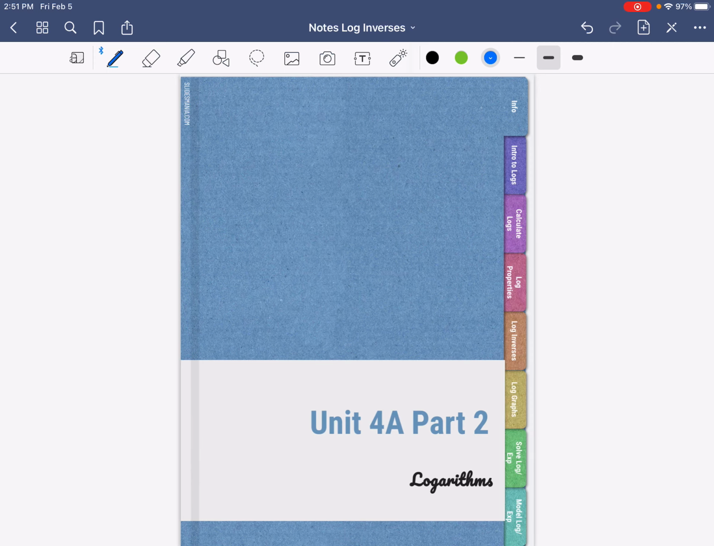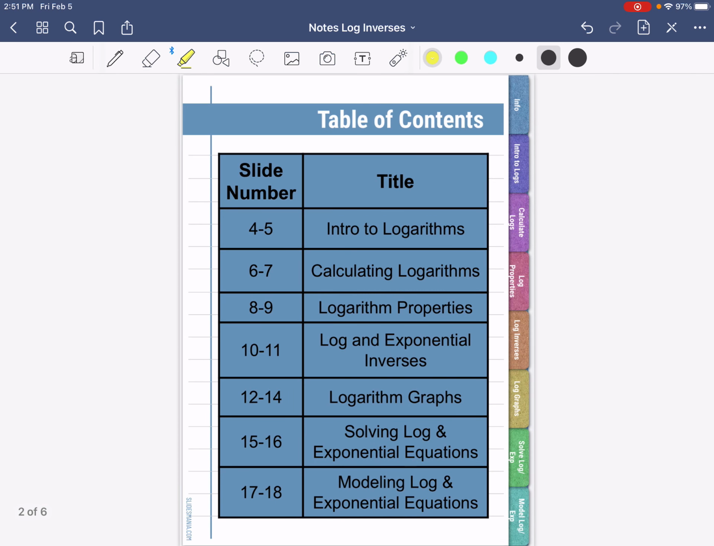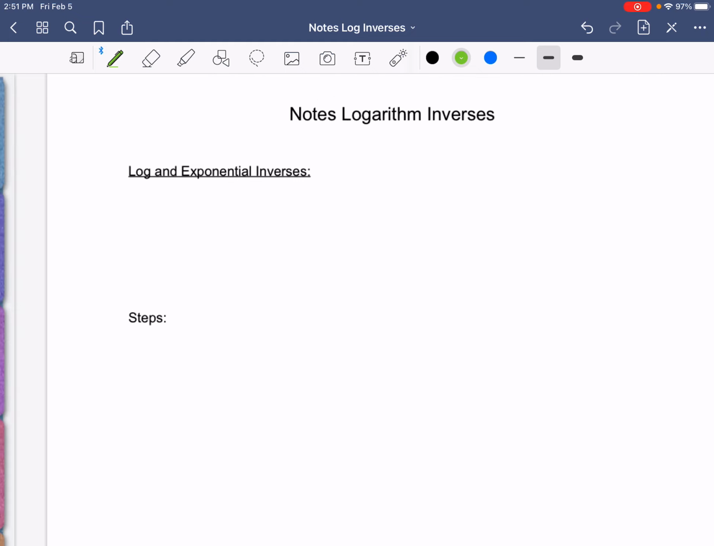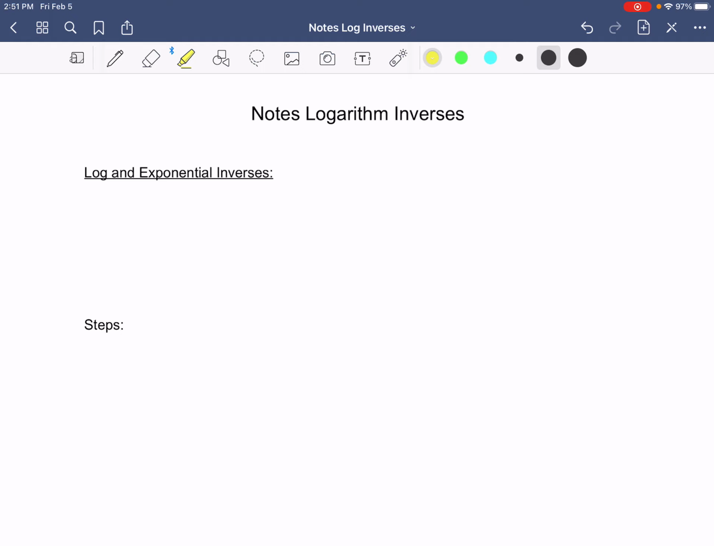Hi guys, these are our notes about finding the inverse of a log or exponential function. In your table of contents, it's going to be on slides 10 and 11, log and exponential inverses. We did inverses as the first part of our unit 4A, the unit that we're still in. You did a bunch of regular inverses: linear, quadratic, rational, radical, ones with exponents and everything. Now we're going to do inverses of log and exponential equations.